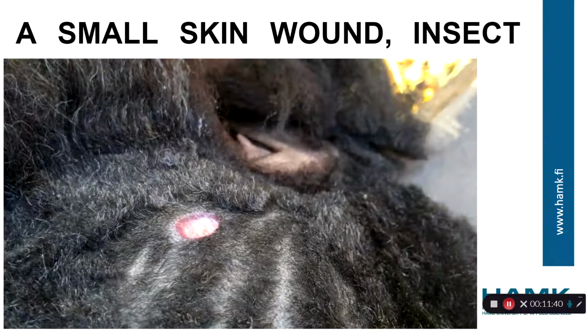A small skin wound. Insect protection. If your sheep get a small skin wound in summer, insects may start to suck blood from the wound. Tar is an effective help. Tar has an effect of about 1 to 1.5 weeks. After this, you may have to put new tar on.